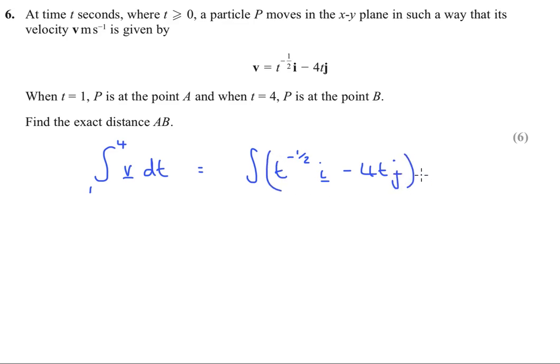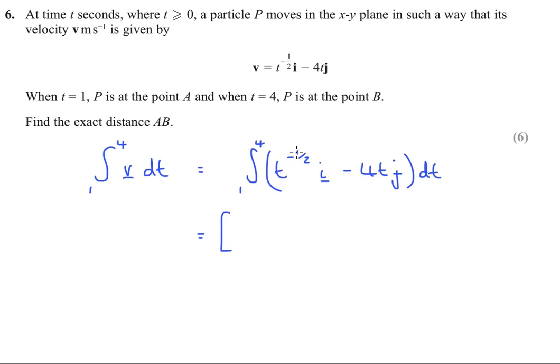the main problem with these questions is you lose track of what your variable is. T is our variable, i is the component in the x direction, j is the component in the y direction. So sometimes people start adding 1 to the power of i and j and dividing by the new power. That's wrong. That component just stays where it is, and it's the t values that we're interested in as the variable. So let's give it a go.